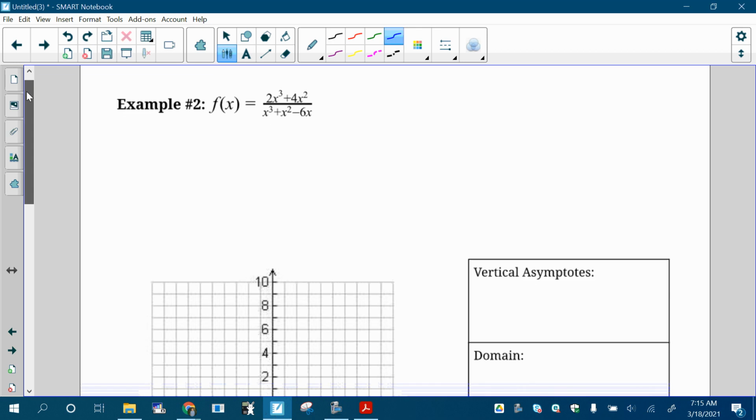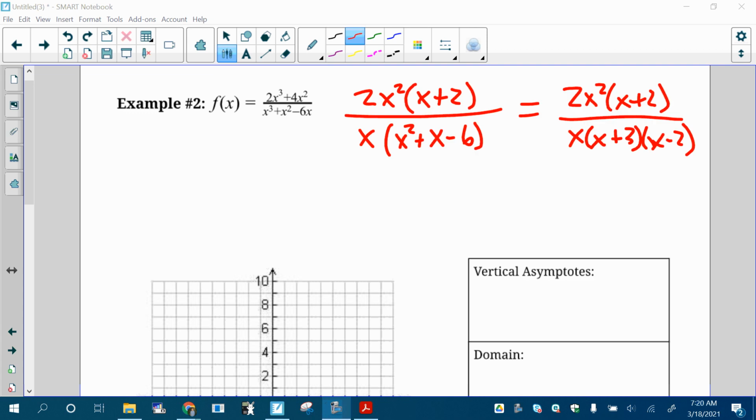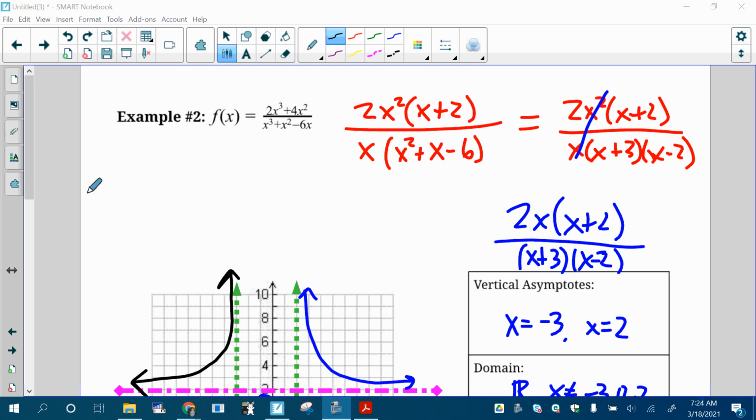I want you guys to pause and give this one a try on your own. Actually give it a try, please. Thank you. I'll give you a little hint if you're really struggling, because the factoring is a little tricky here. Both the numerator and the denominator had a greatest common factor. In the numerator, it was 2x squared, which left you with x plus 2. In the denominator, it was x, which left you with x squared plus x minus 6. Cool. Okay, keep going. Okay, this one was particularly tricky. I get it. But I'll walk through this with you guys.